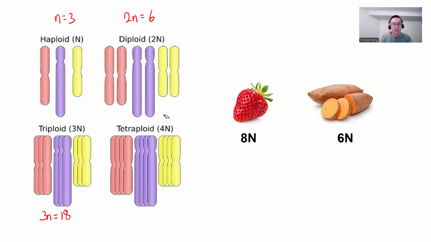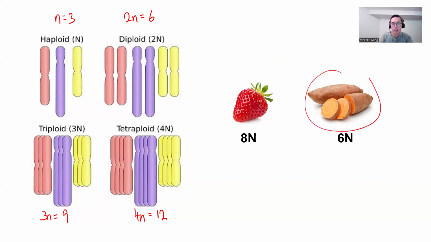It's possible for cells to be tetraploid as well. So 4n equals... Sorry, I made a mistake. This is 3 times 3, which should be 9 here. And here, 4 times 3 is going to be 12, right? So again, the n number does not change, but the number of sets and the total number of chromosomes are going to be different. So for strawberries, they are actually octuploid, 8 sets.